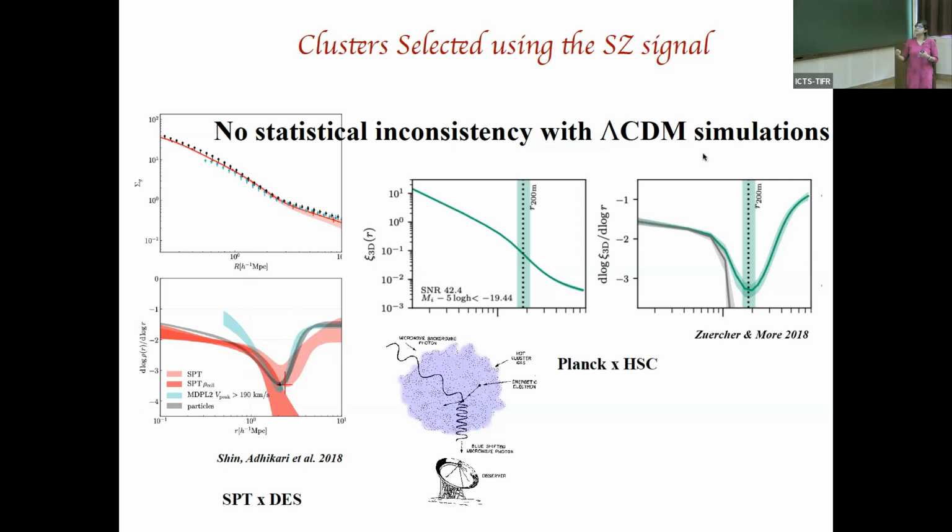So one of the other things that we did is we went and looked at clusters selected using the SZ signal instead of optical clusters. And we used both the SPT survey and Zurcher and Moore here use the Planck survey. So we made measurements of SPT clusters across the DES galaxies, so the distribution of DES galaxies around these SPT clusters in its footprint. And these are HSC galaxies across the Planck clusters. And when we look at these SZ clusters, essentially we find that the location of the minimum is quite consistent with what we expect from lambda CDM. At least there is no significant difference.